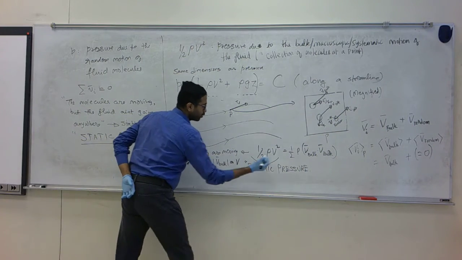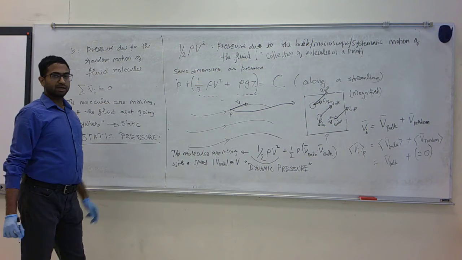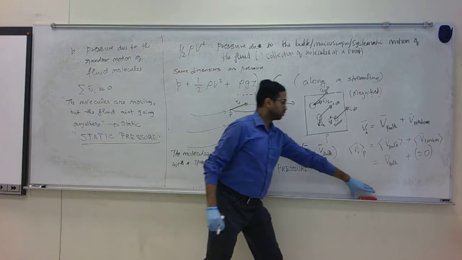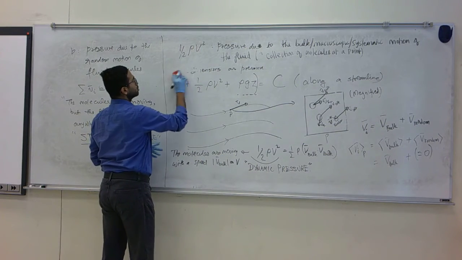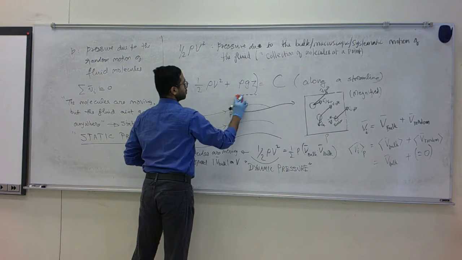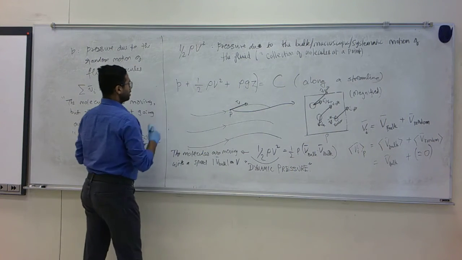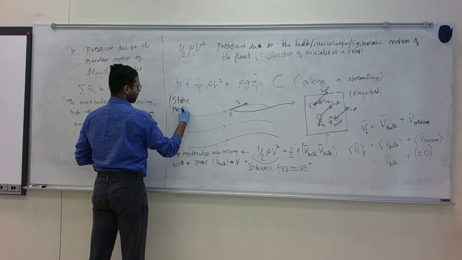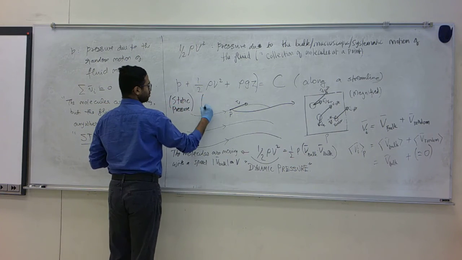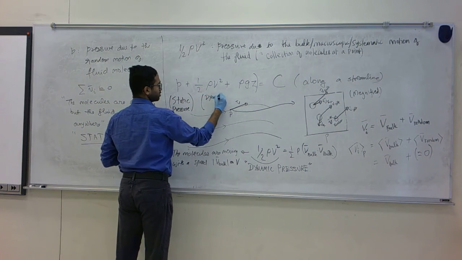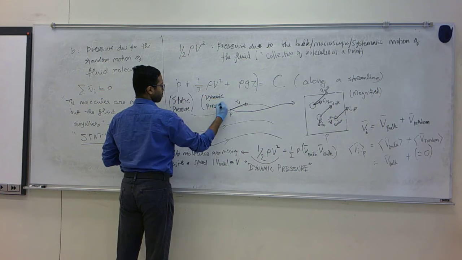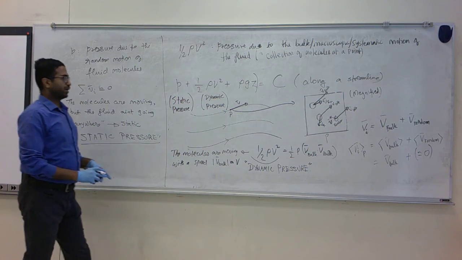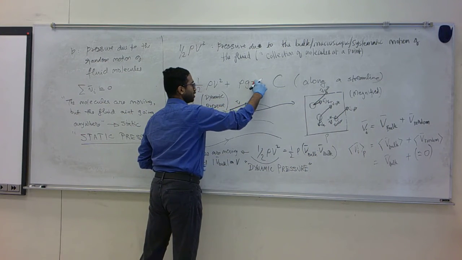So we saw what the first term is: static pressure. The second term is dynamic pressure. And then we are going to see what the third term is.